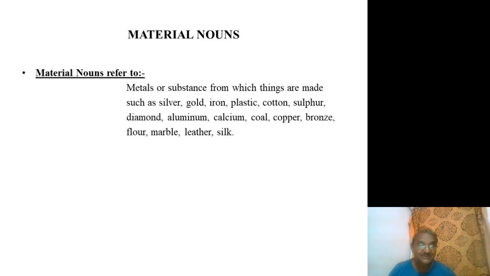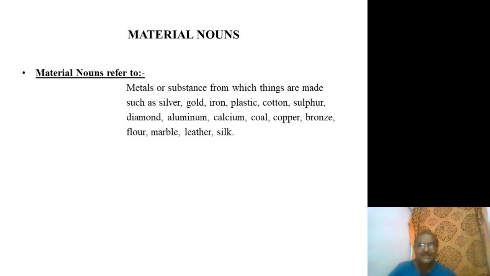The material nouns also tell about the things that are made, such as silver, gold, iron, plastic, cotton, sulfur, diamond, aluminum, calcium, coal, copper, bronze, flour, marble, leather, silk. So material nouns tell not only about metals, but they tell about substances. One has to understand this. What do you understand by substance?